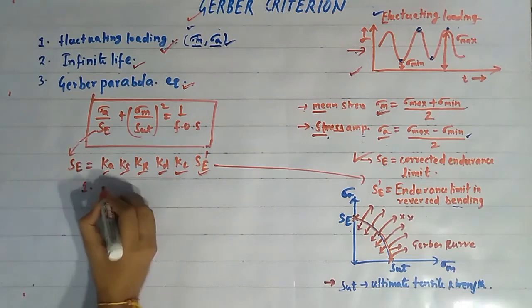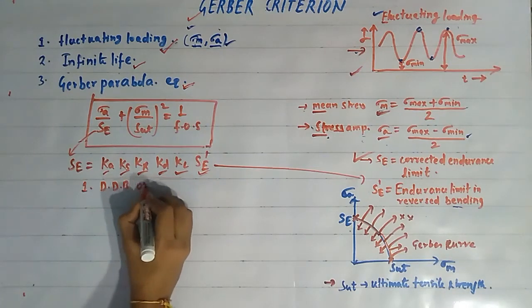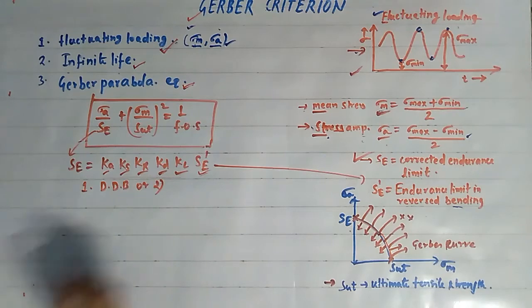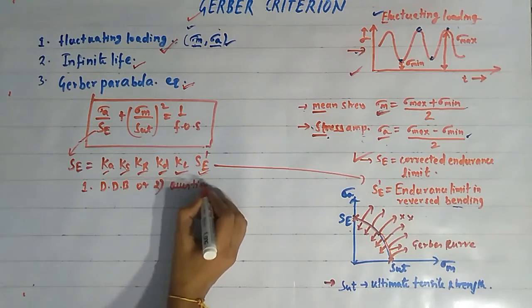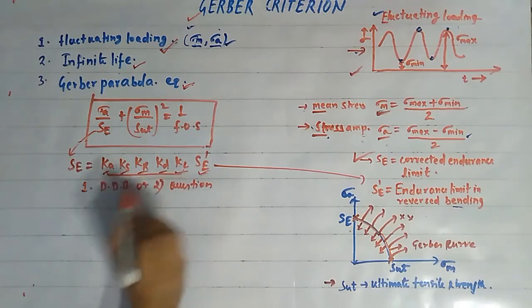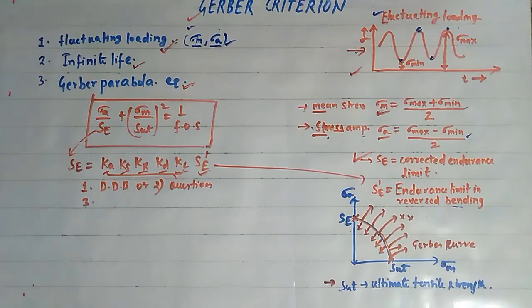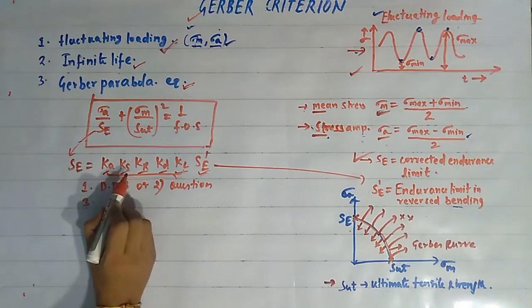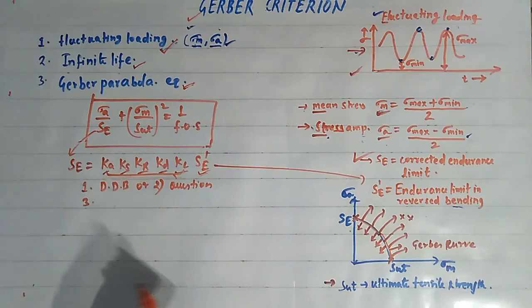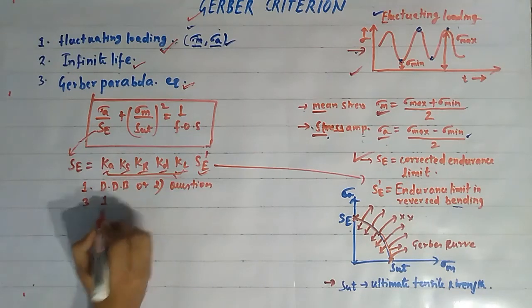So these factors can be taken from the design data book, or in the second case, these factors can be given in the question, that is K, Ks, Kr, Kd. And the third case is that the factors are not given in the question, and neither do we have a data book, but we have the problem in front of us. Then what we will do is take each of these factors as unity.